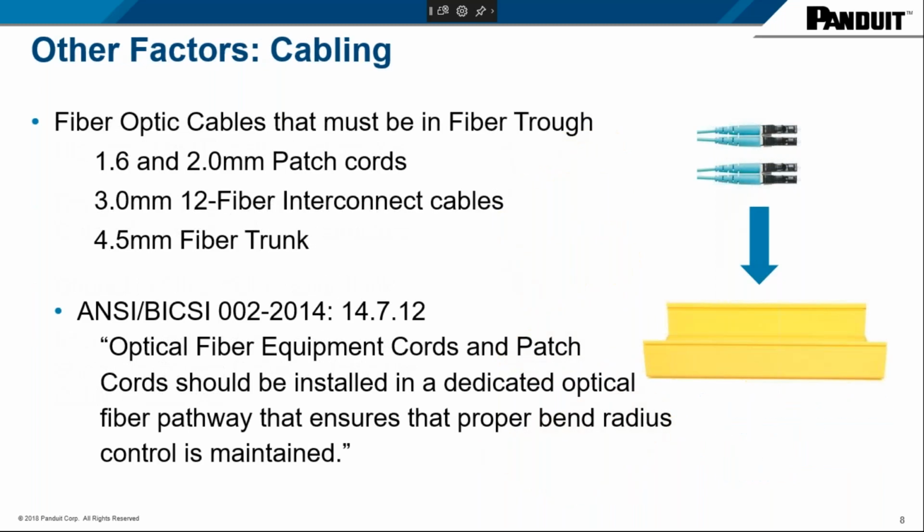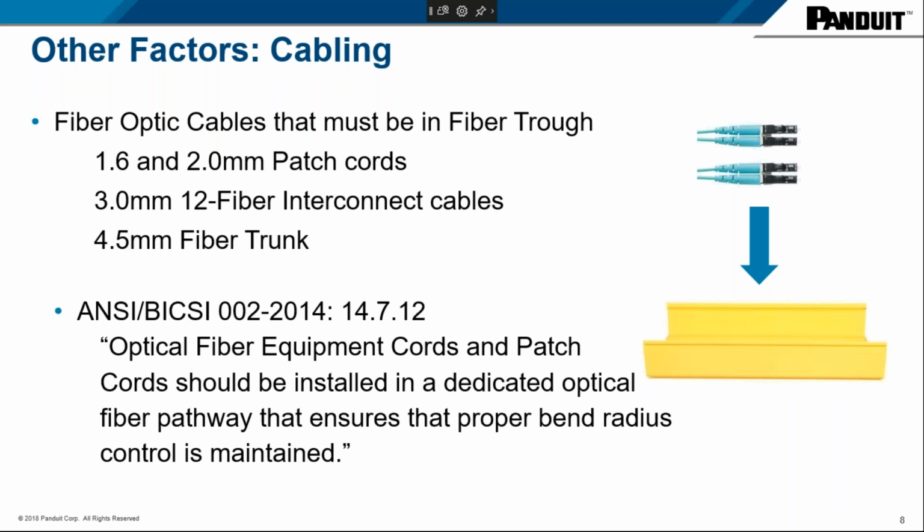And here we wanted to provide some examples of products that should go in the fiber chop product, which is a smooth and closed surface. So as we're looking at patch cords, fiber interconnect cables, and fiber trunks, those are perfect examples of cables that need to go in an enclosed pathway. It is not recommended to go into a wire mesh with all the openings that the basket does have.